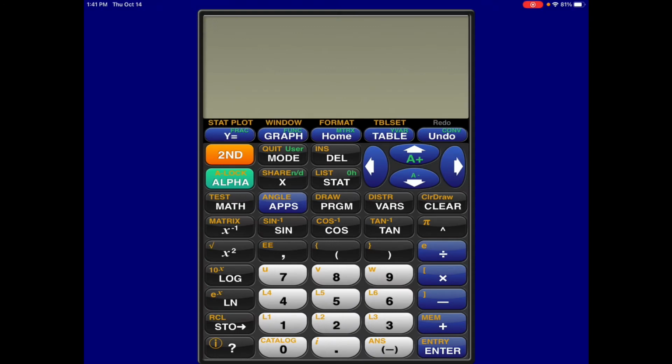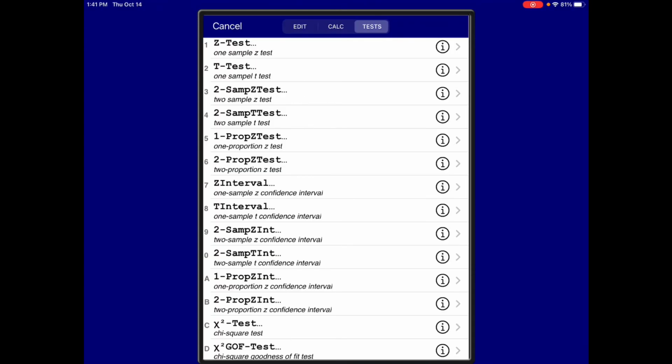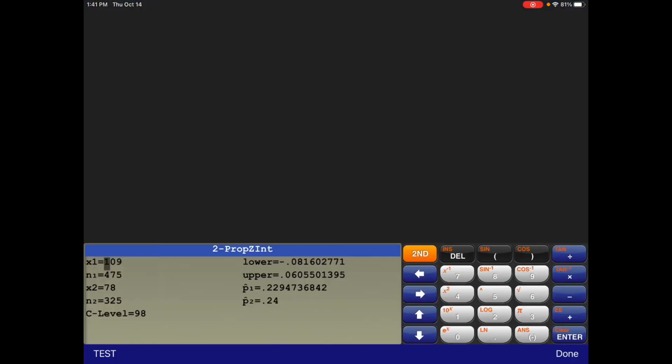On your calculator, you're going to go to Stat, to Test, and this time we're going to use 2-PropZInt, since we are doing an interval. The next thing you want to do is type in x1, n1, x2, and n2. And then our confidence level, or C level, is going to be 90.